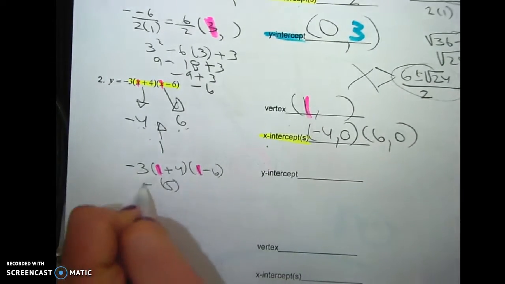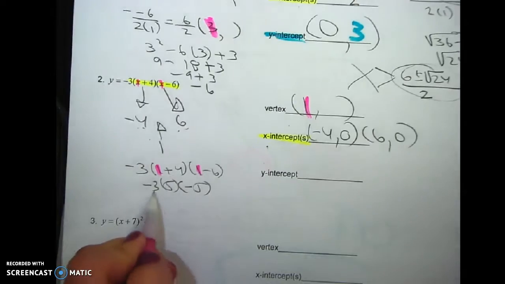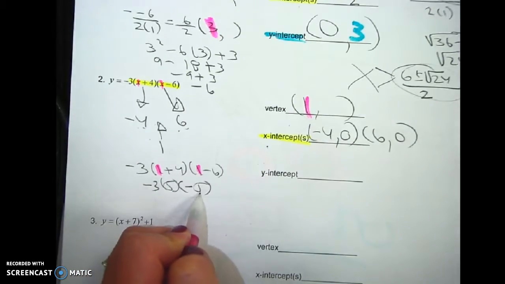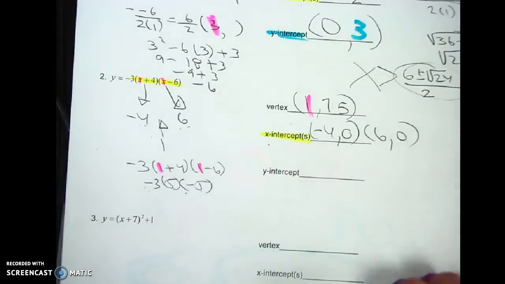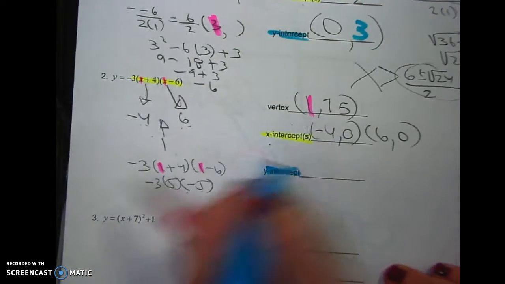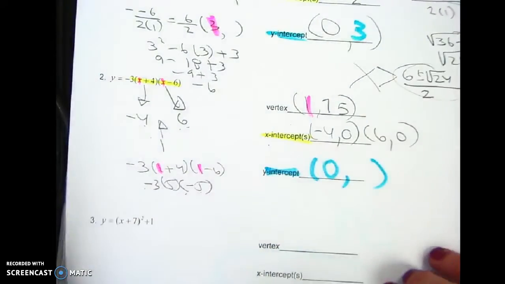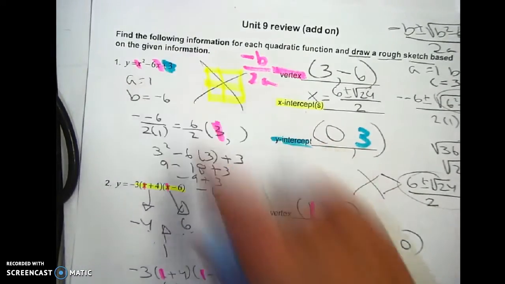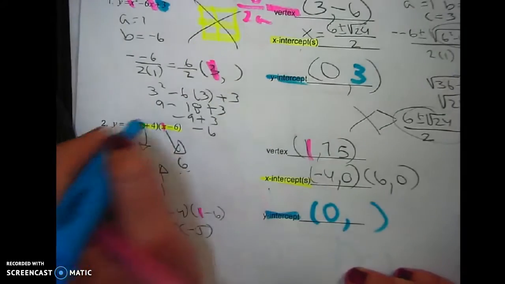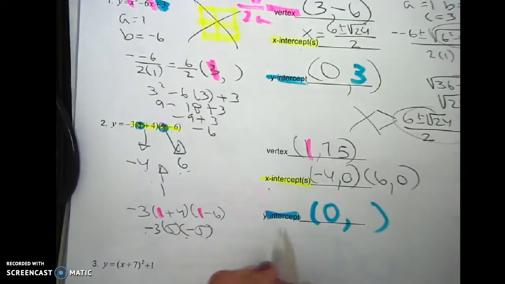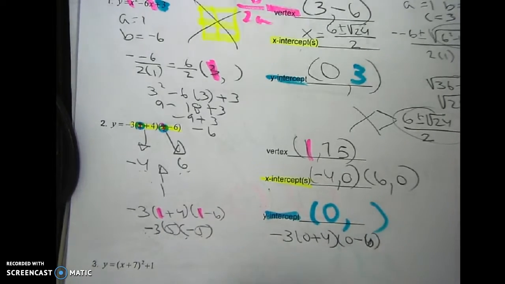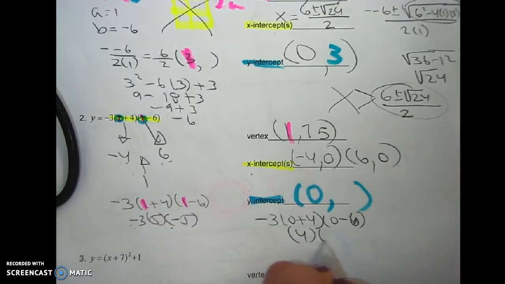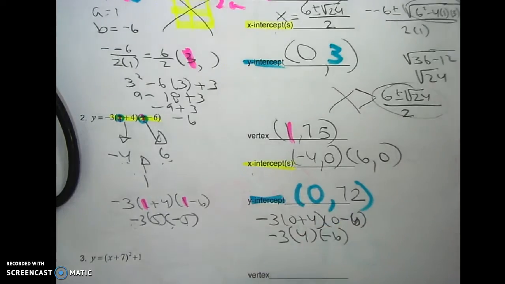1 plus 4 is 5. When I multiply 5 times 5, 25, times 3 is 75. A negative times a negative is a positive. Now remember, for my y-intercept, I've got to plug in 0. But it's not like this one where it just crosses off. So I literally have to plug in 0 right there. So I'm going to go negative 3 times 0 plus 4, 0 minus 6. 0 plus 4, 0 minus 6, multiply, and I get positive 72.